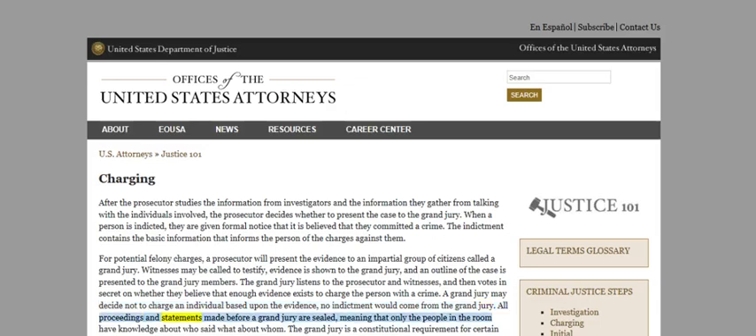All proceedings and statements made before a grand jury are sealed, meaning that only the people in the room have knowledge about who said what about whom.